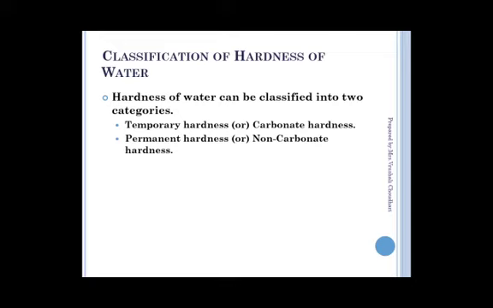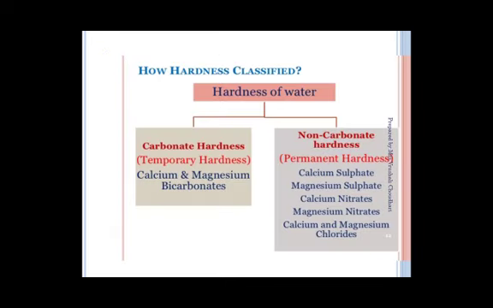Classification of hardness based on the minerals present in the water. Hard water is classified into two categories. One is called as temporary hardness, another one is called as permanent hardness. Temporary hardness is called as carbonate hardness. It is due to the presence of calcium magnesium salts in a carbonate form. Permanent hardness or the non-carbonate hardness is due to the presence of chloride and sulfate of calcium magnesium salts.